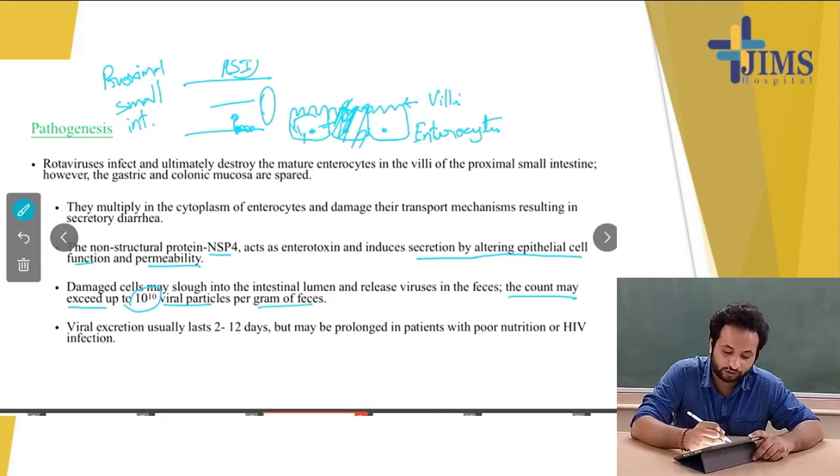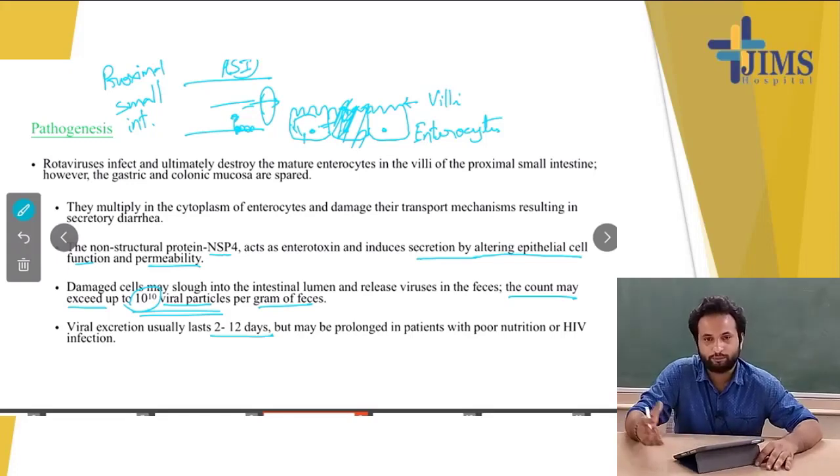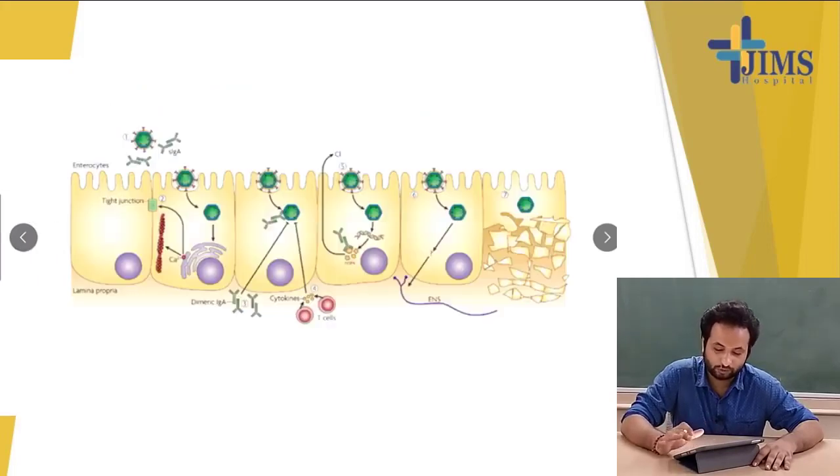Okay, so from here the virus and all the damaged cells are going to come out, go through your intestinal lumen and then be excreted as feces. So a very high viral load is seen in the feces of patients infected by rotavirus. Okay, so viral excretion usually lasts for 2 to 12 days, but may be prolonged if the patient is on poor nutrition or is HIV infected. Okay, so this is your overall picture.